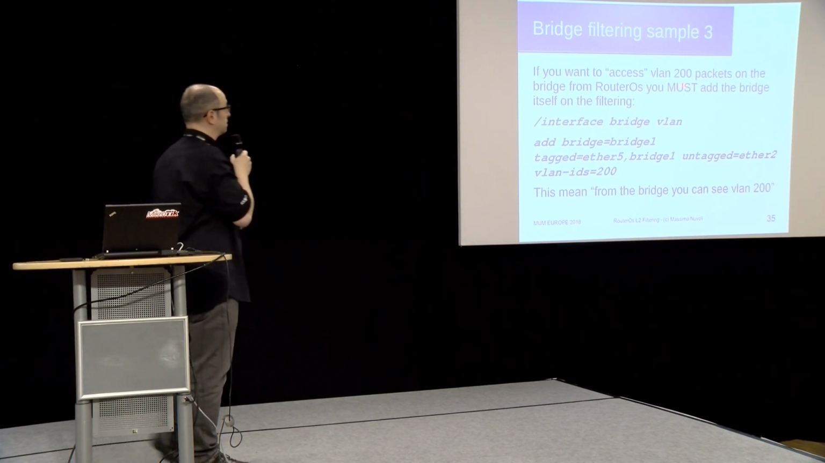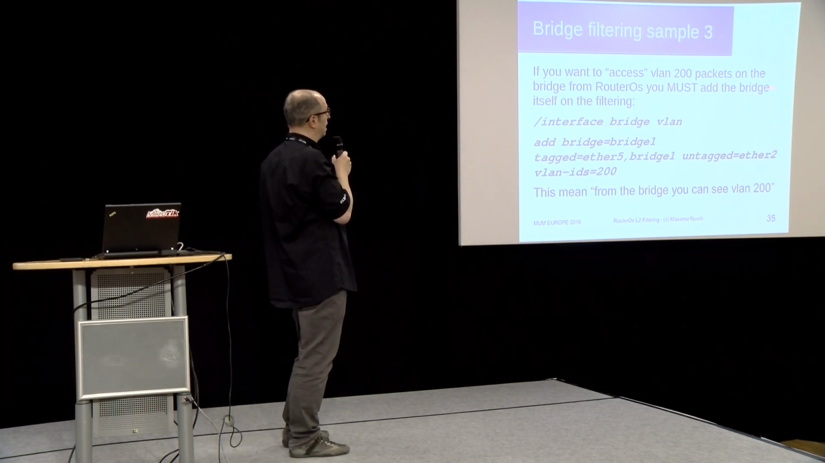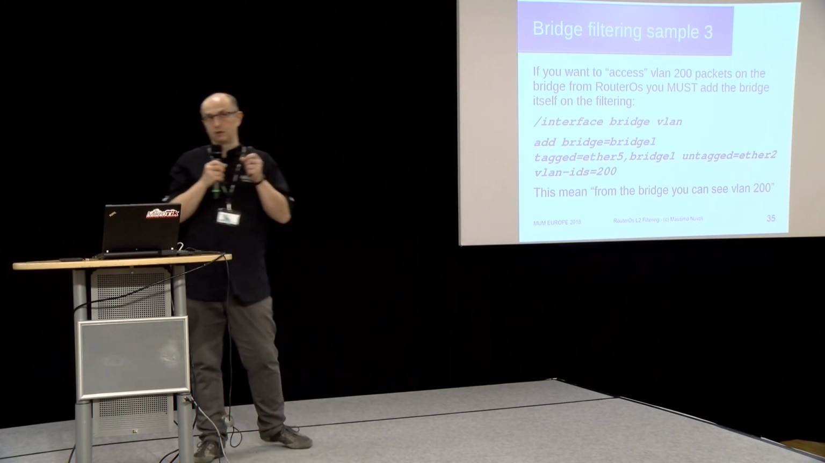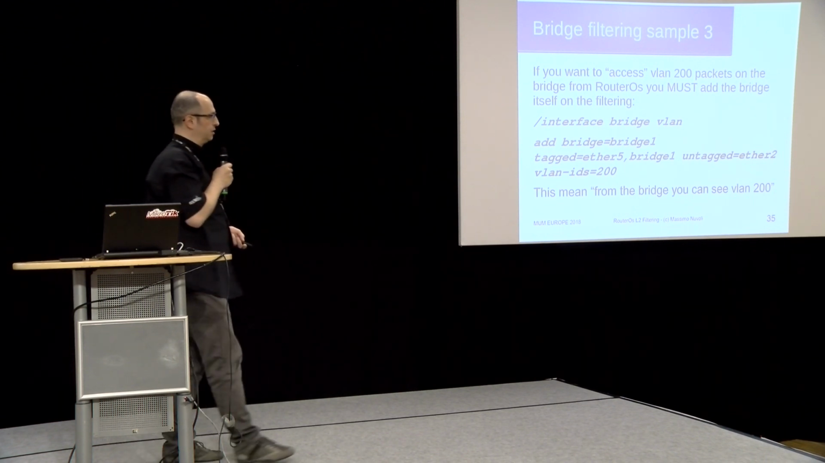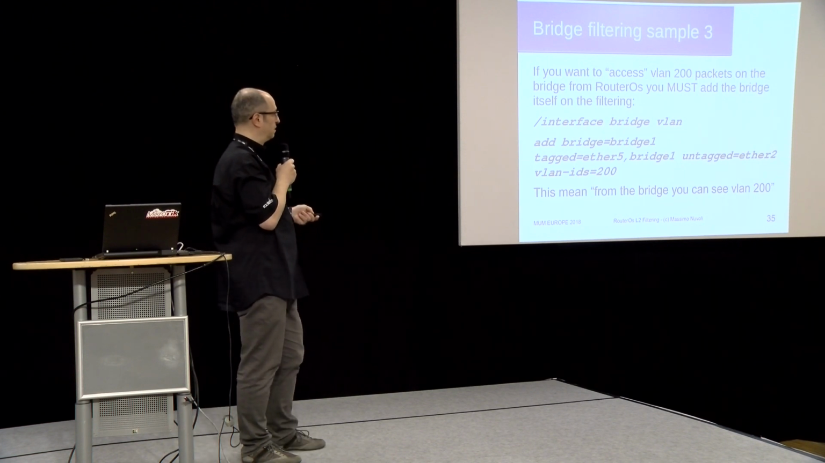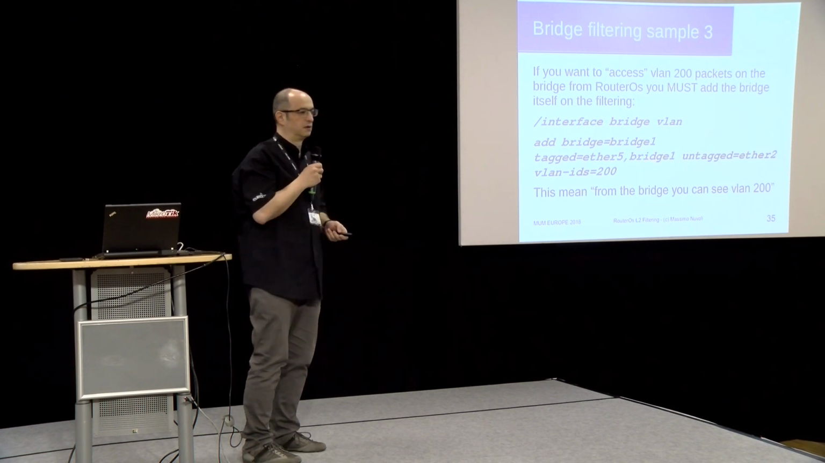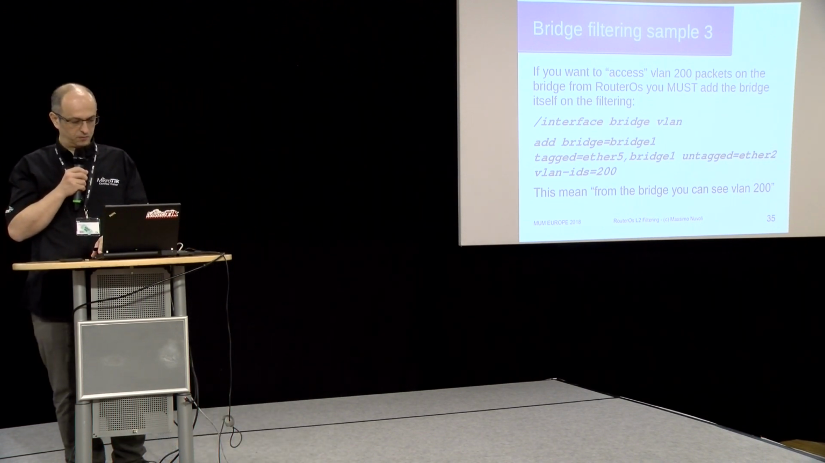If you want to access VLAN 200 packets on the bridge from RouterOS, you must also add the bridge itself on the filtering. So this is new. This is the only complex thing: if you want the RouterOS device to access the VLAN packets inside, you must also add the bridge interface to the filtering. This is the only complex thing that I need to do, if needed.